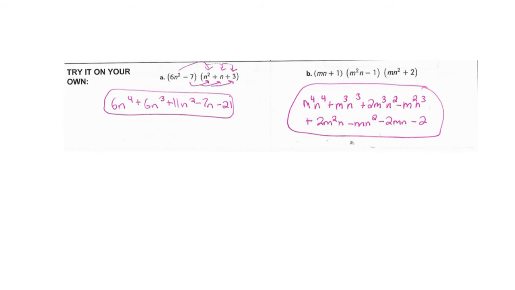So what I'd like you to do is pause it. These are pretty much identical to our last problems that we did together. Just remember, right, when you multiply exponents, you add them. So for example, n to the second times n to the seventh equals n to the ninth, you add them together.